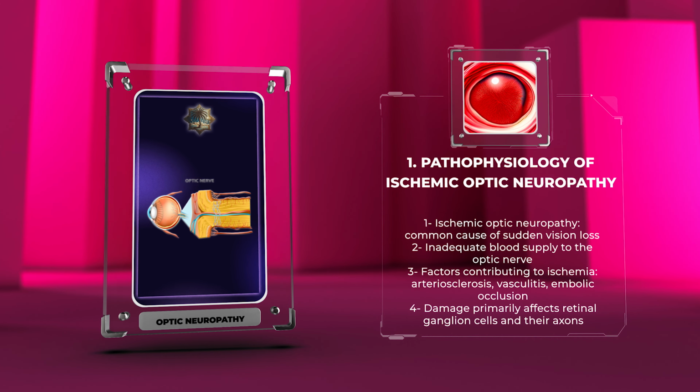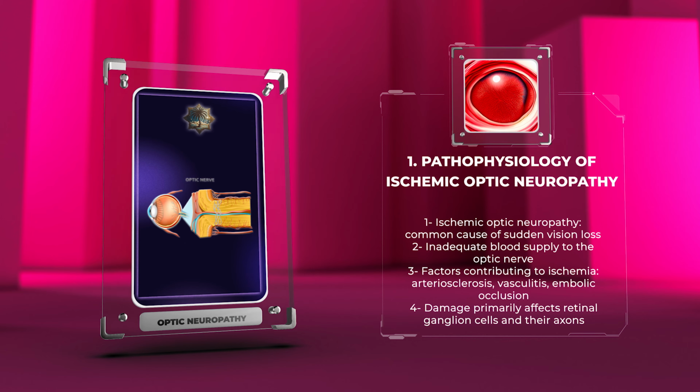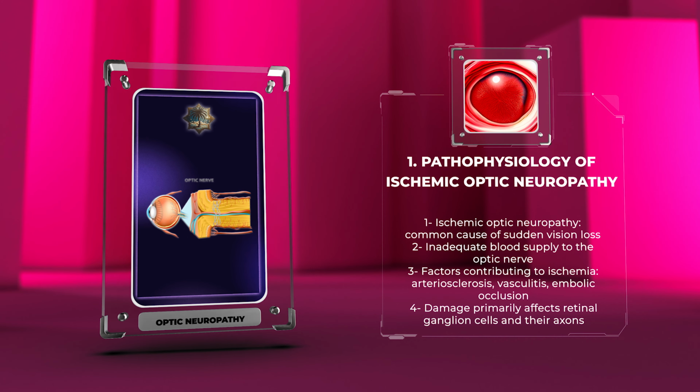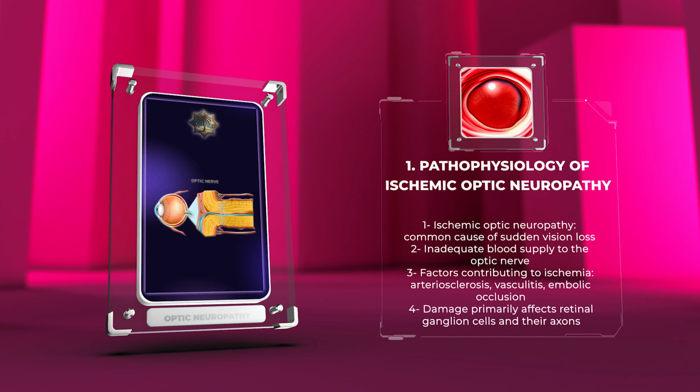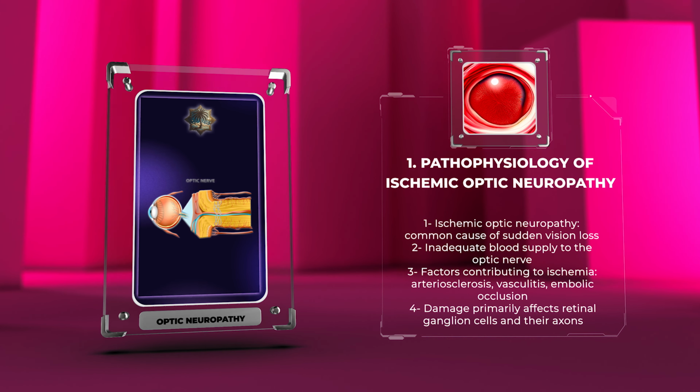The exact pathophysiological mechanisms underlying ischemic optic neuropathy are still under investigation, but it is believed that a combination of primary vascular events and secondary inflammatory processes contributes to the overall damage.